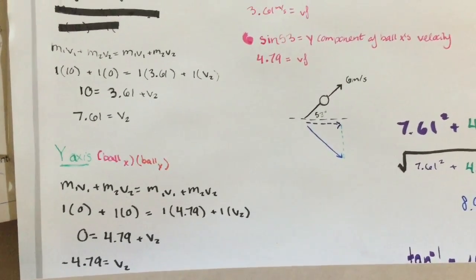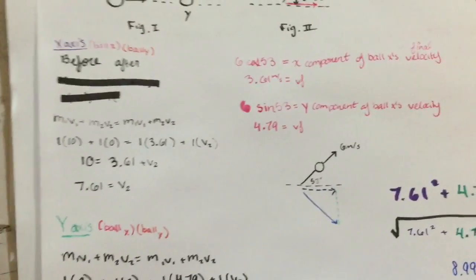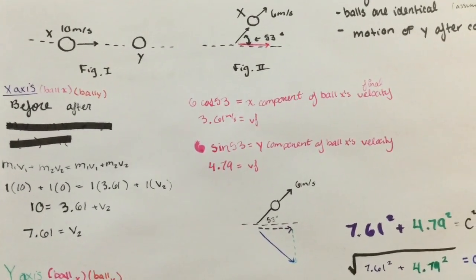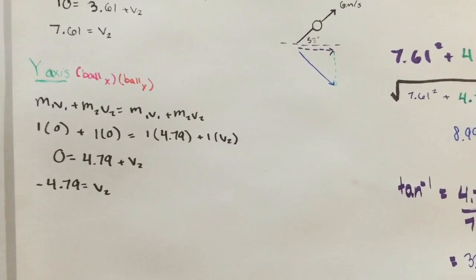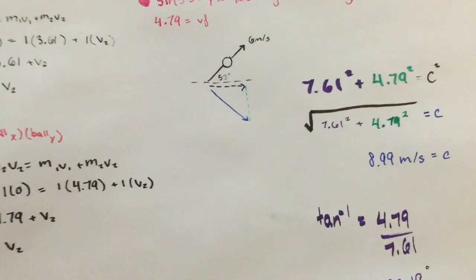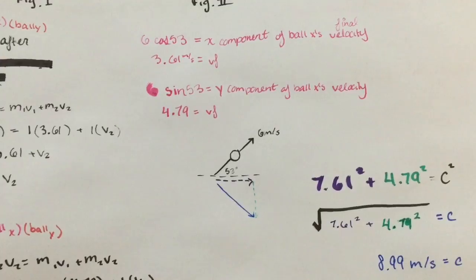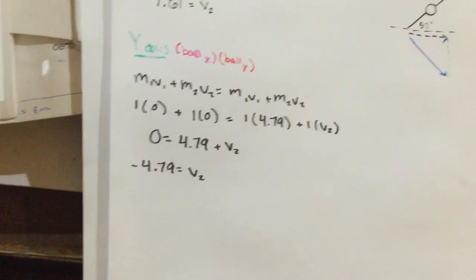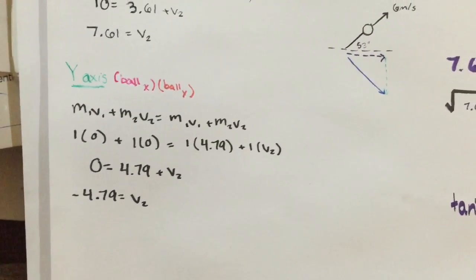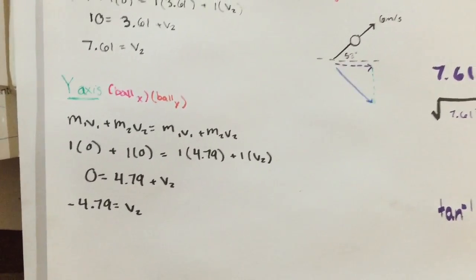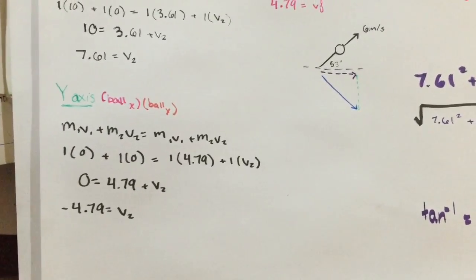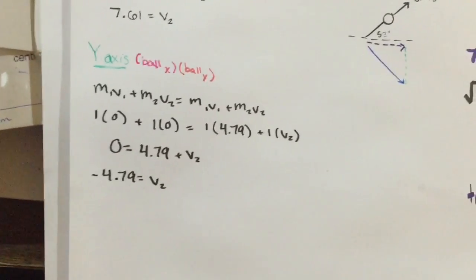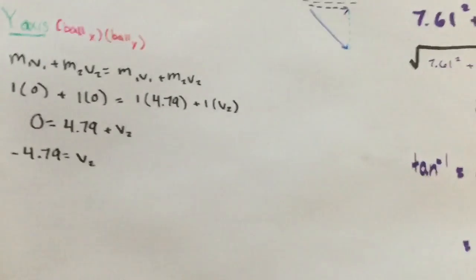component, the y velocity of ball x was before. Since it was only moving horizontally, there was no y velocity, so 0 equaled the sine of the 6 meters per second, so 4.79 plus the velocity of ball y in the y direction afterwards equals 0, so negative 4.79.